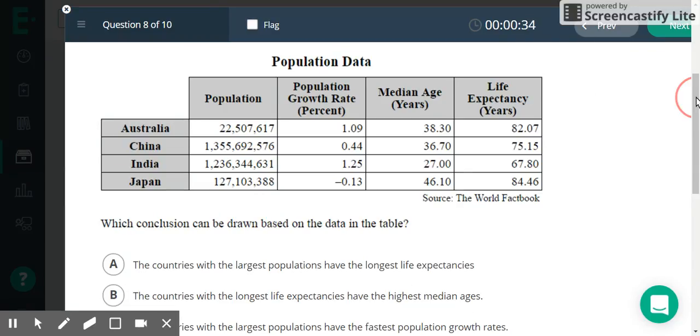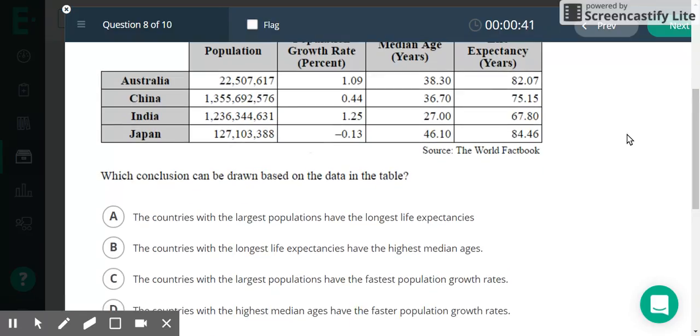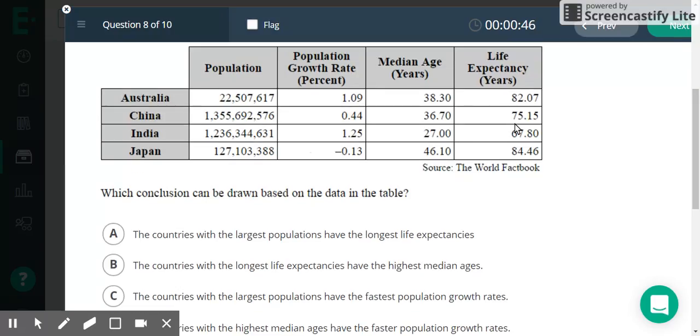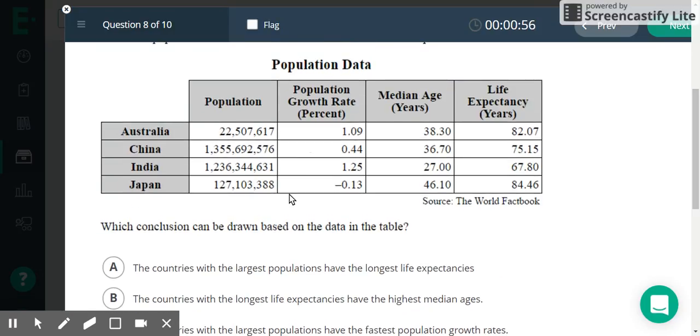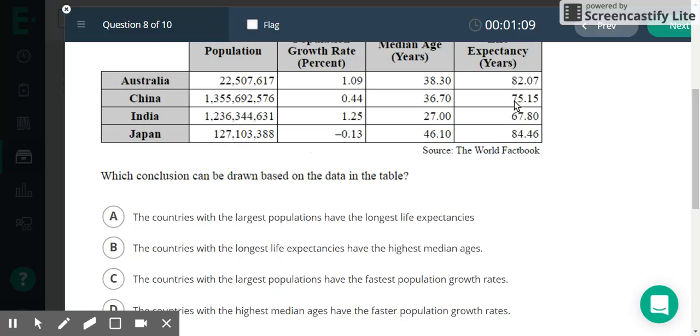And so we use this information to go through and see which of these statements below can be backed up. So you look at these statements one at a time, and we'll see if they can be proven true based just on this table of information. The countries with the largest populations have the longest life expectancies. So we look at the countries with the largest populations, that would be right here, China and India. Do they have the longest life expectancy? Well, you can look over there and compare.